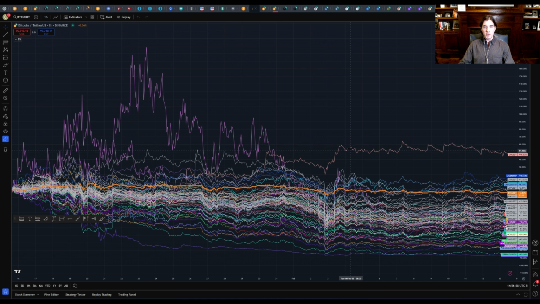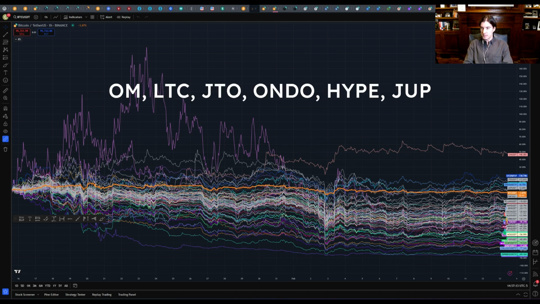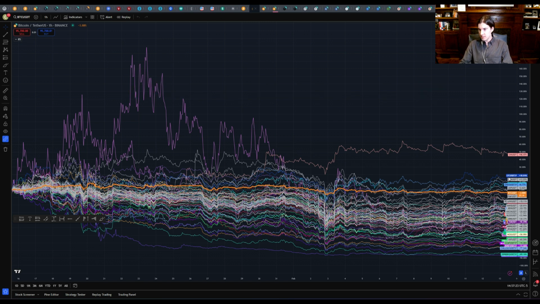So what I'm going to do now is take notes in Discord quickly, and then we can literally look at the written list and then compare them. So 30-day, I see OM, I see Litecoin, I see JTO, I see Ondo. I think this blue one is Hype. And then Jupiter, I see as these are the ones up here that I want to write down.